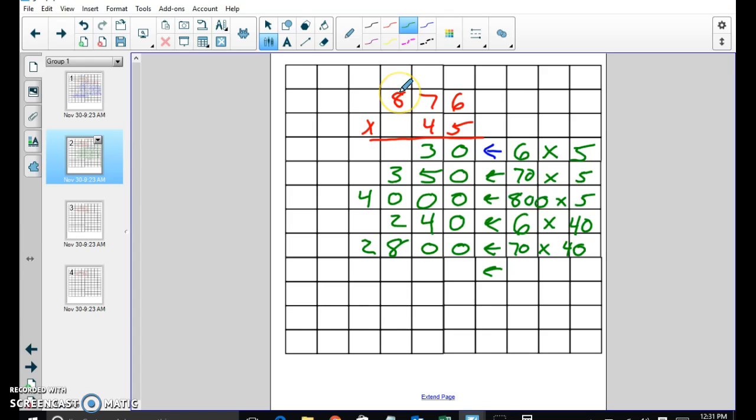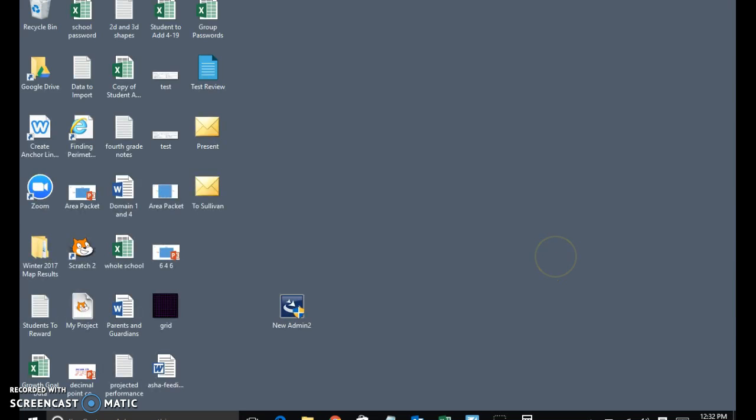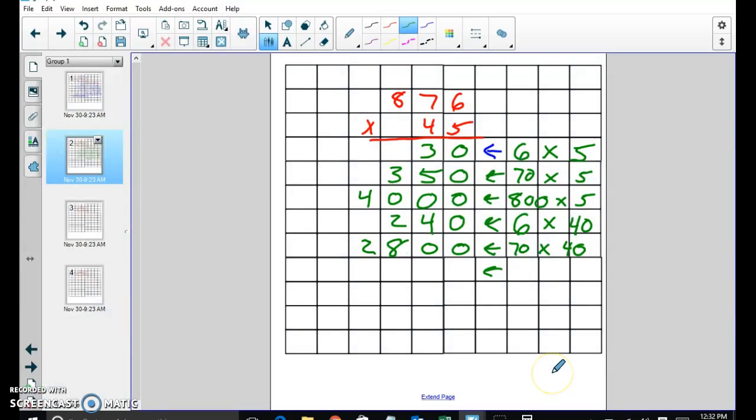And then this is not an 8. Remember, it's in the hundreds place. So it's 800 times 40. Okay, so 8 times 4 is 32, and then 3 zeros. 1, 2, 3 zeros. And 8 times 4 is 32. When you get to the addition part, you'll understand why it's so important to keep everything lined up.